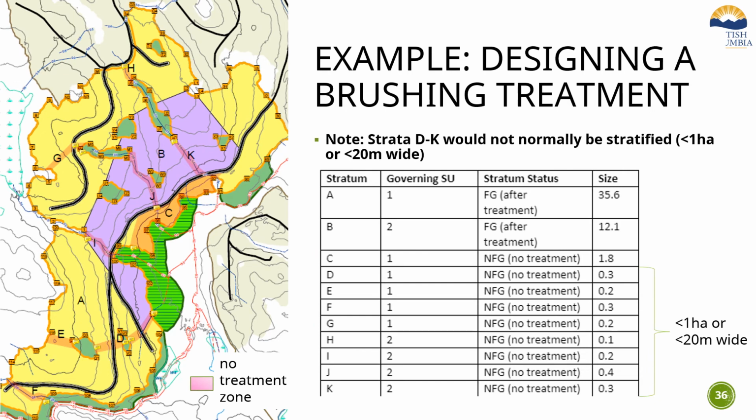Here we have the exact breakdown. Like I already mentioned, stratum C is stratifiable and overlaps with SU1. It's 1.8 hectares, which is exactly 4.8% of SU1. That's allowed given the size of SU1. All other no treatment zones are less than 1 hectare or less than 20 meters wide, so they are not stratifiable. These non-stratifiable areas do not add up and contribute to the 5% limit.